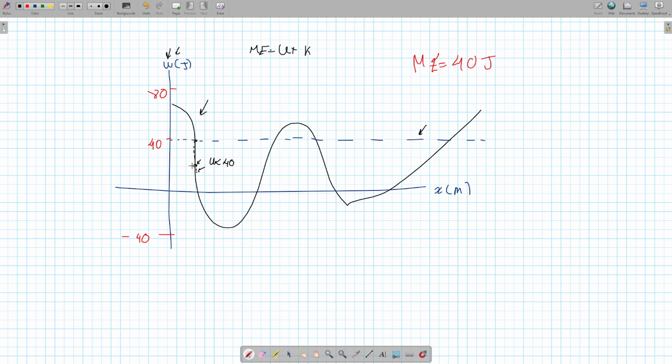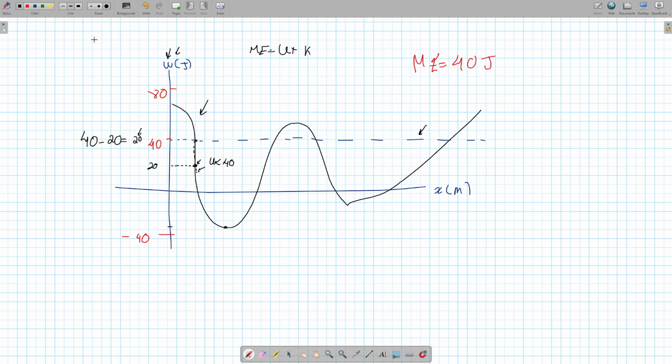So for example, when the object is here, it has, let's say, 20 joules potential. How much kinetic will it have? Since it has 20 potential, you do 40 minus 20, and that means 20 will be for the kinetic at this point. However, here, at like negative 30 or whatever, you do 40 minus 30, and so on and so forth.